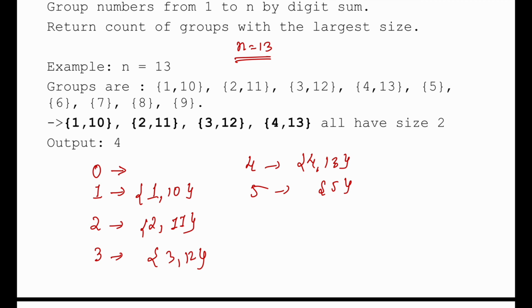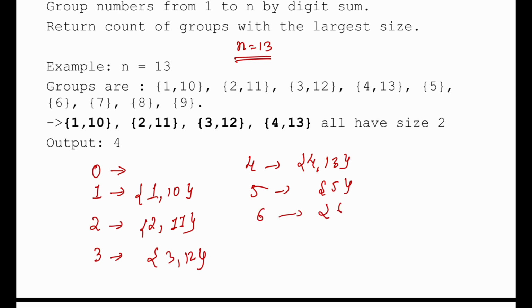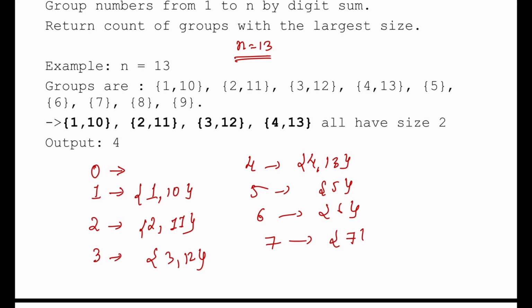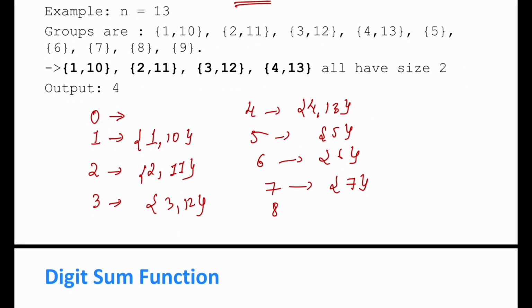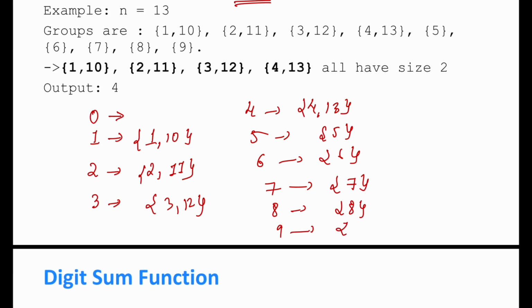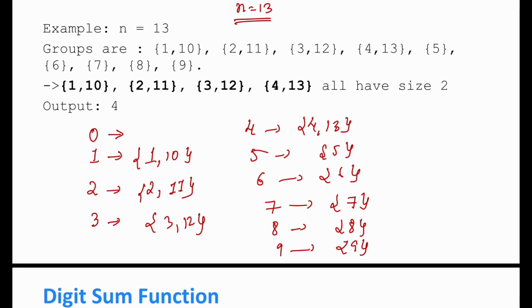For 5, we just have 5. For 6, we have just 6. For 7, we just have 7. Similarly, we have 8 for 8 digit sum and 9 for 9 digit sum.